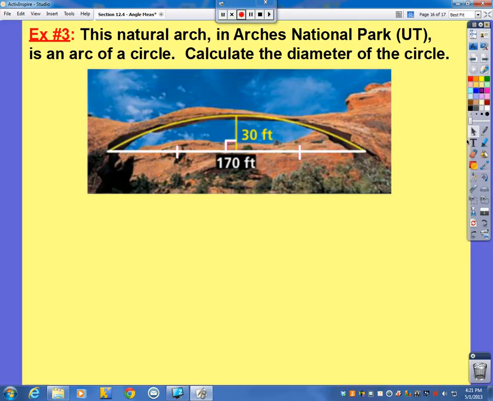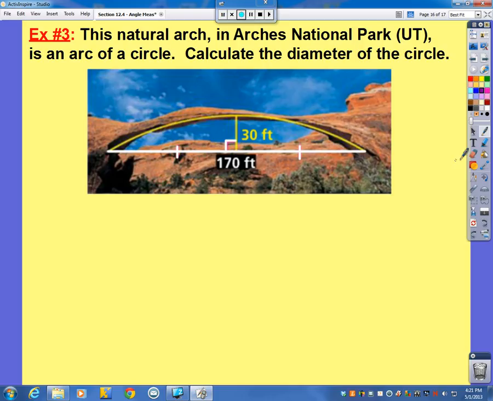And the last example we're going to look at here. Now, I pulled this out of the book, if you didn't notice. I didn't perfectly make this problem. Maybe I did. I'll take credit for it. This natural arch in Arches National Park in Utah is an arc of a circle. Calculate the diameter of the circle.